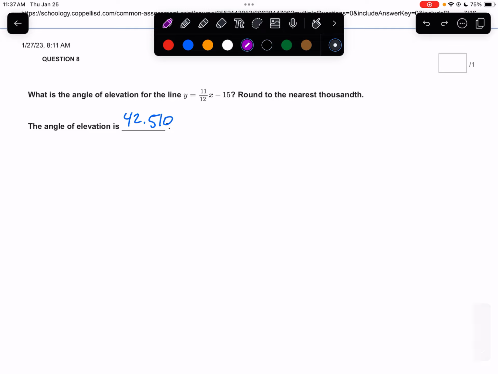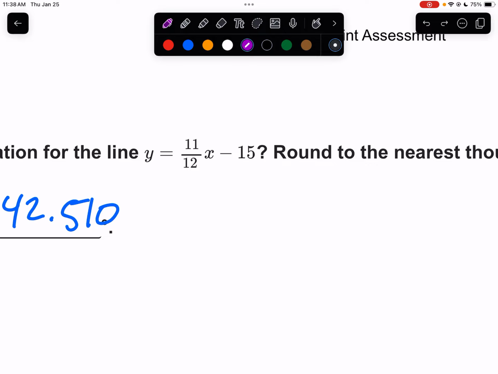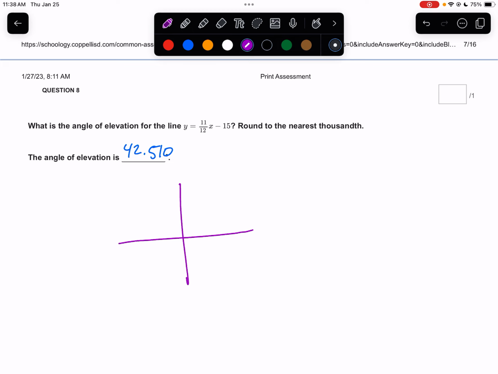What is the angle of elevation for the line y equals that? We talked about this in class briefly, but as a quick reminder, this is a slope. This is your rise over your run. I'm not going to graph that out perfectly, but let's get kind of close. You're at negative 15, and you're going up 11, right 12. So you go up 11, what would that be? Negative 4, right 12. So now you're here. This is what the line looks like.